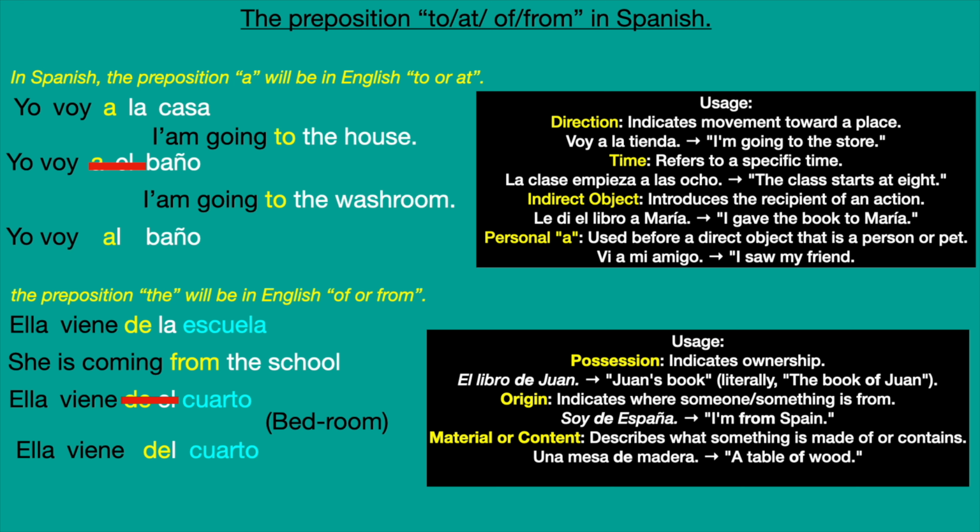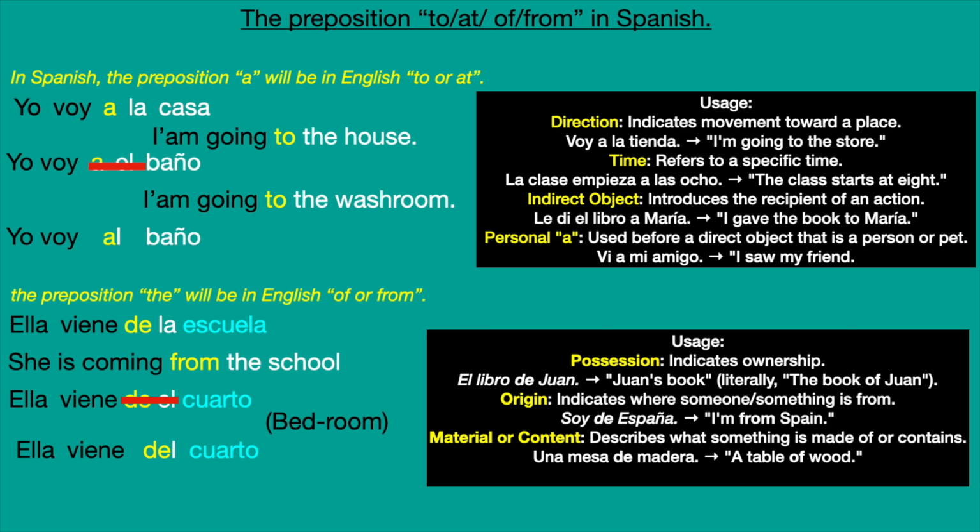For possession, of course, something that you own, to indicate ownership: "el libro de Juan." So Juan's book. De means that it belongs to Juan, right? The book belongs to Juan. "El libro de Juan," Juan's book, or literally the book of Juan, but in English we say Juan's book.